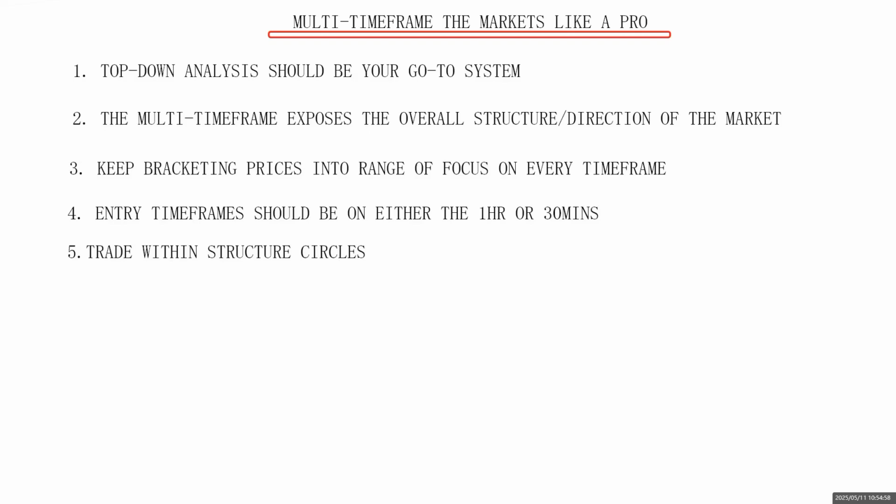Okay, so what is the next rule right here? It says that the multi-time frame exposes the overall structure and direction of the market. So when we go on to the monthly time frame, it allows us to know where prices are going overall, and it allows us to know the overall structure of prices. And we are now able to go on to the 1 hour time frame and trade.